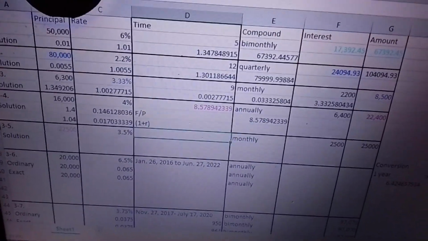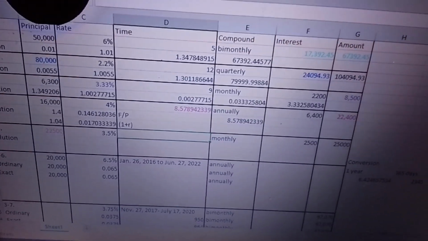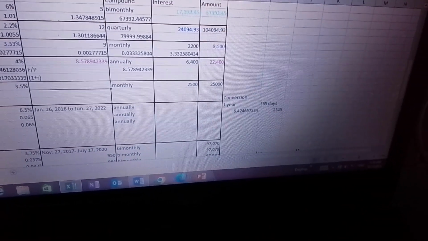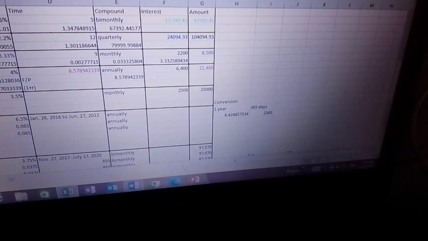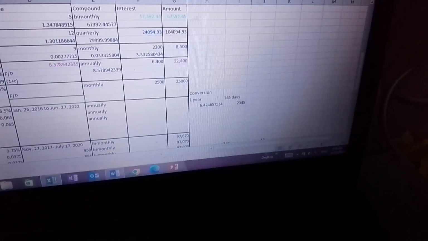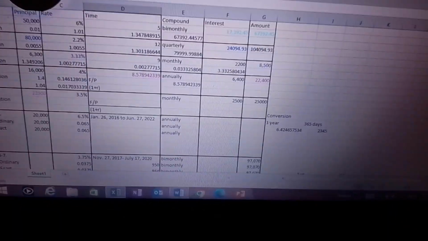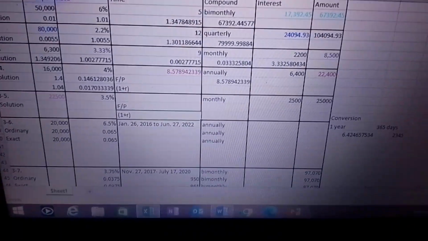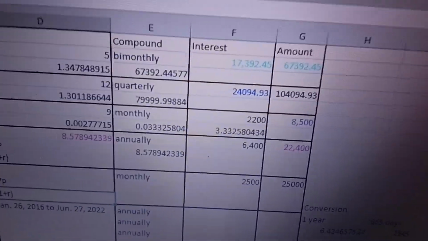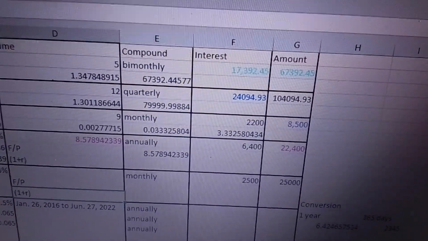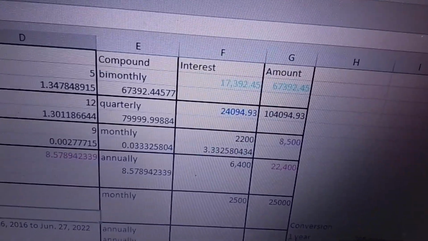How do we solve for T? It's that simple. First, let's do the same formula just like what I told you before. Remember, this is the solution sheet. This is the future value divided by the present value. This one is the 1 plus R. But since we already have a compounding period, not like last time when we didn't have a compounding period yet, now we have a compounding period.